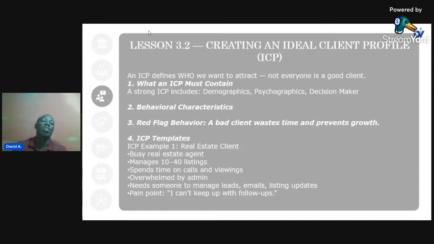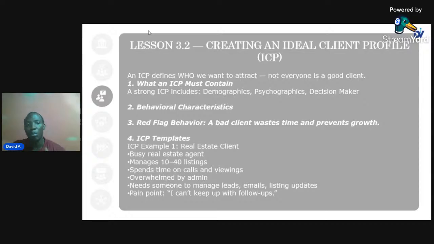Right? So, a typical example of an ICP, I just did an example for a real estate client. Now we're going to go through one after the other, and we're just going to do a real quick thing based on demography.